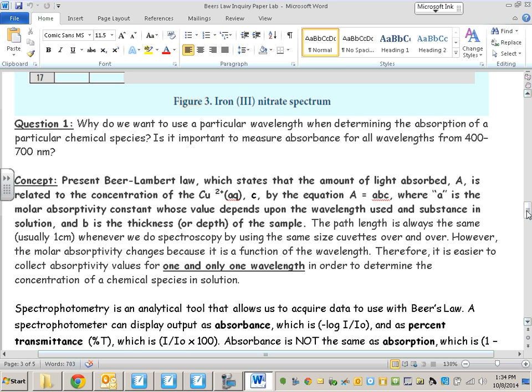So why would we need to do an experiment with the same wavelength for all trials? Okay, to make sure you're getting the right absorbance. But if I change the wavelength that I'm measuring these absorption values at, what is also going to change?